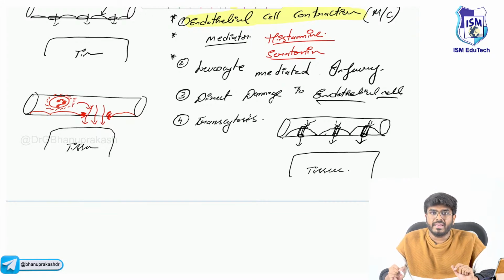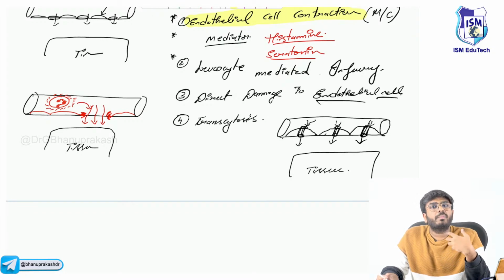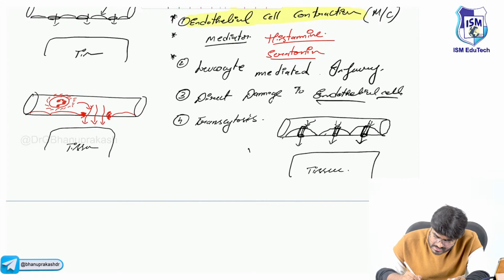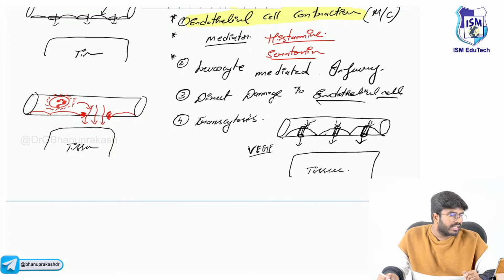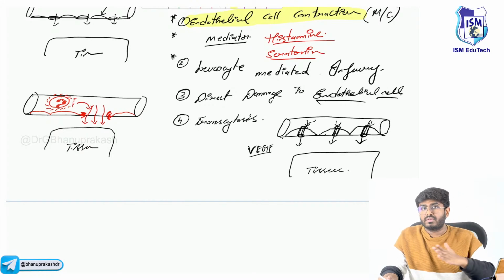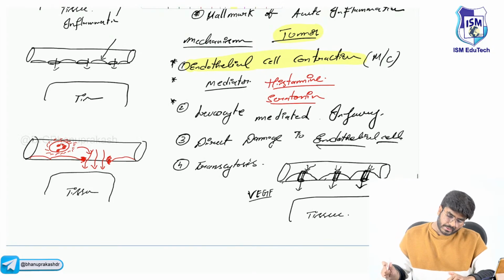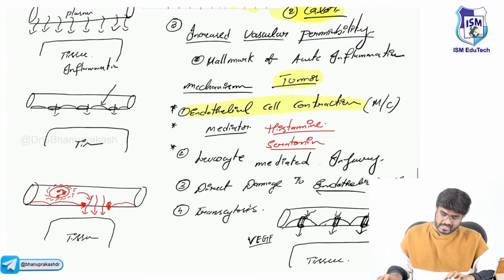So now what are the mediators? This is the vascular organelle I explained to you. The mediator that helps in production of this vascular organelle and helps in transcytosis is vascular endothelial growth factor. VEGF is produced, and it is going to help in transcytosis. Transcytosis means through the cell, the fluid is going to enter into the tissues. So these are some mechanisms of increased vascular permeability.